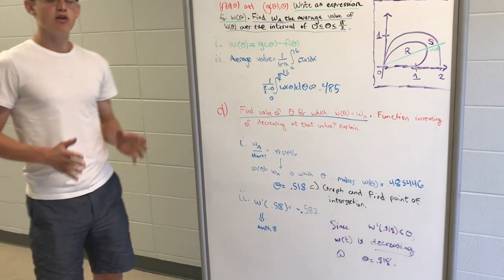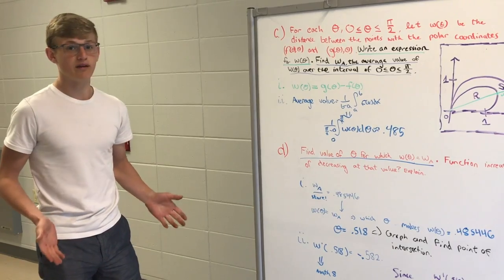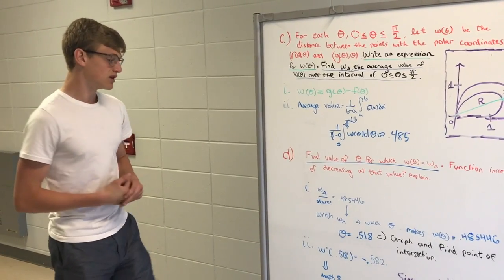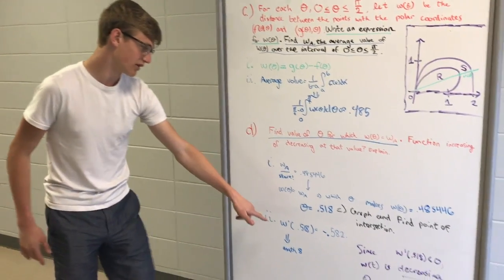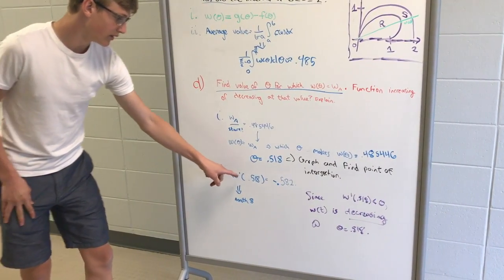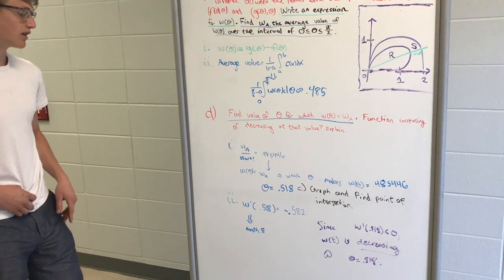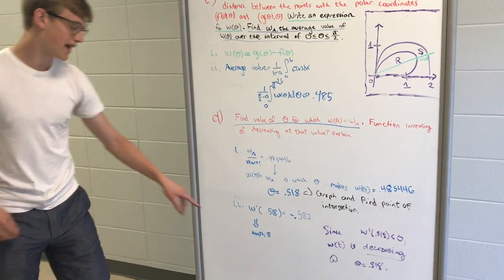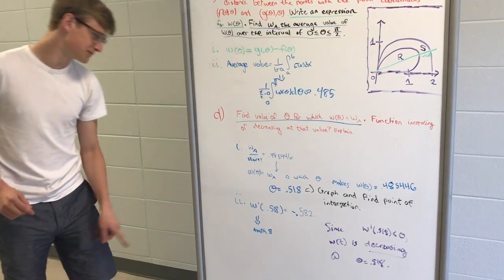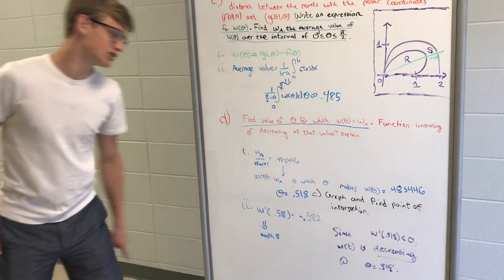Finally, the question asks whether the function is increasing or decreasing at that value. And as we know, we find increasing or decreasing by finding the derivative of w of theta. So, for the second part of part D, you would find the derivative of w of theta at 0.518. And using your math 8 function in your calculator, you can find that it equals negative 0.582.